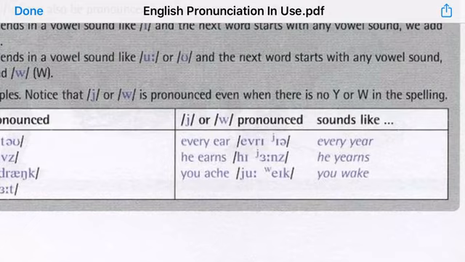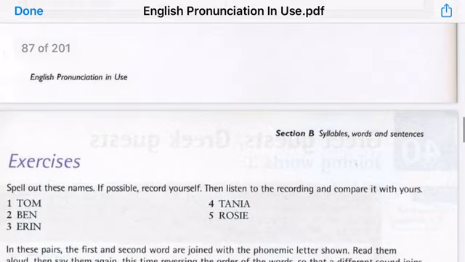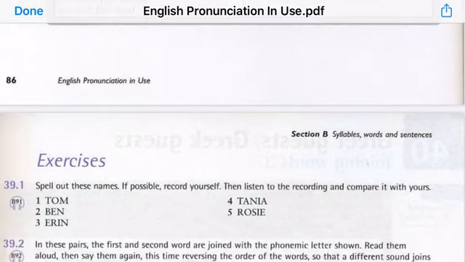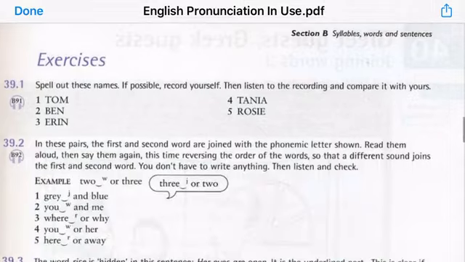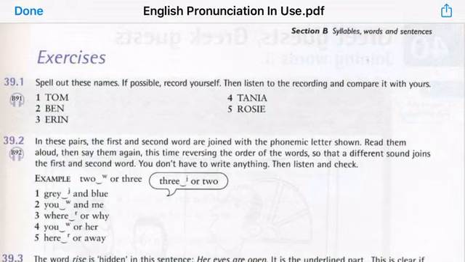So far we talked about three different things: intrusive R, intrusive Y, and intrusive W. These are the main things that this unit focuses on. Now let's move to the exercises. Spell out these names if possible. Record yourself, then listen to the recording and compare it with yours. Spell out, we say these names as if they were separate letters.